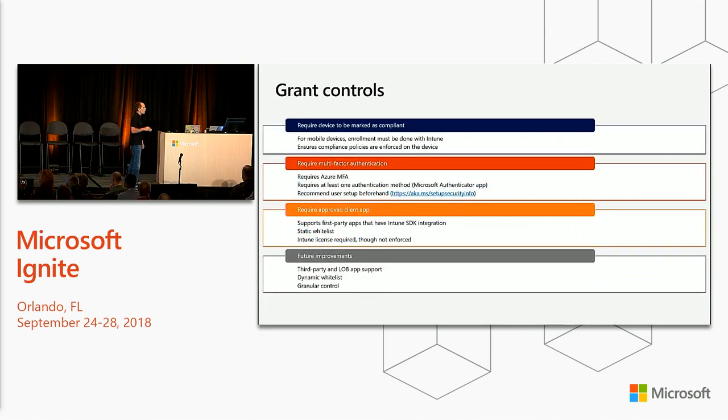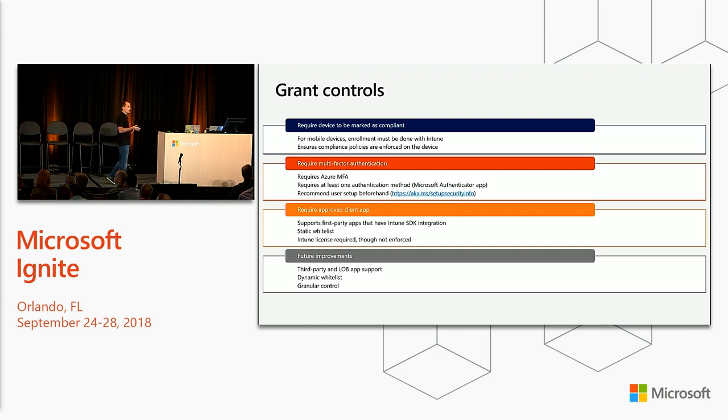Well, for the require devices to be marked as compliant, that grant control first off requires that for mobile devices the device be enrolled in Intune. And second, it validates that the device compliance policies you've configured as part of the enrollment are actually enforced on the device. If both those conditions are true, then that device is allowed to connect as part of that authentication request. If they aren't true, then the device is blocked.